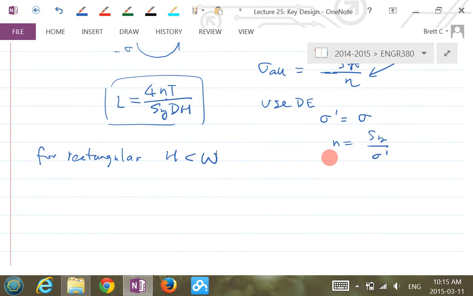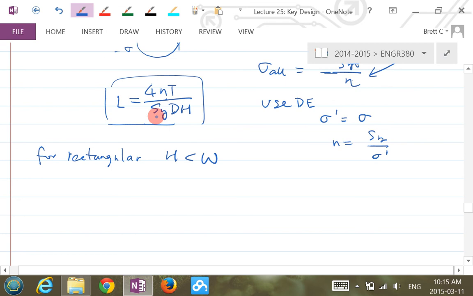The SY here, remember the design procedure. You need to stick to the principle, which generally we don't really need to worry too much about, but just in case. If you're picking the key material stronger than the shaft, then that should be the smallest value among the three materials for the SY.